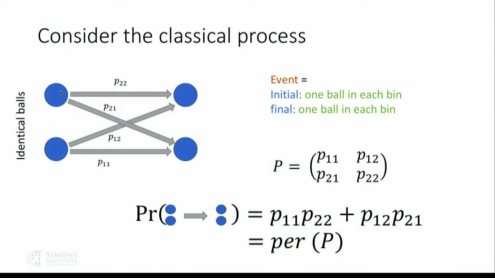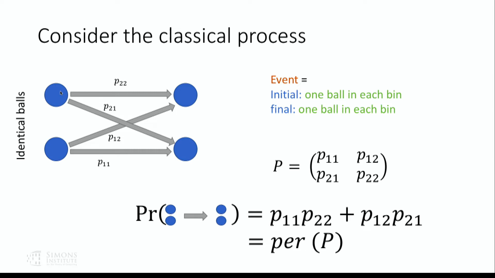Consider the setting that you have balls and bins. You have bin number 1 here, bin number 2 here, and consider that you have one ball in each of those bins, and the balls are indistinguishable. At each bin I consider a probabilistic process where I move the ball, let's say at the first bin, to the second bin. I do it with probability P12 or keep it in the same bin with probability P11, and the same for the second bin. And I'm interested in the event that I start with one ball in each bin and I end up with one ball in each bin.